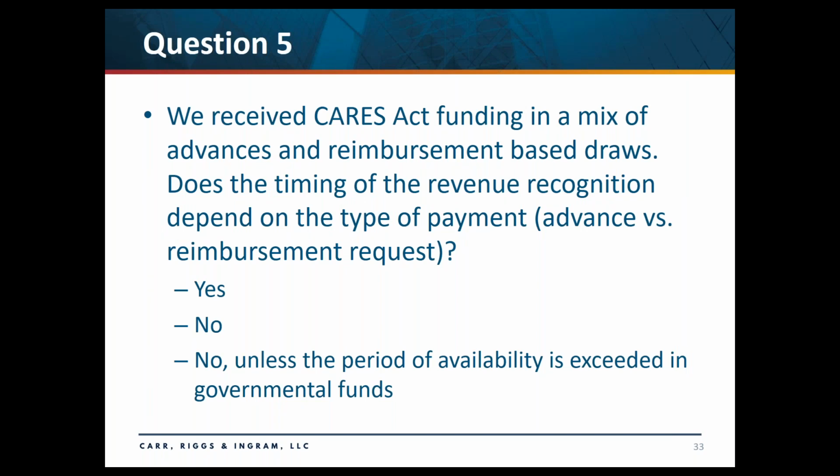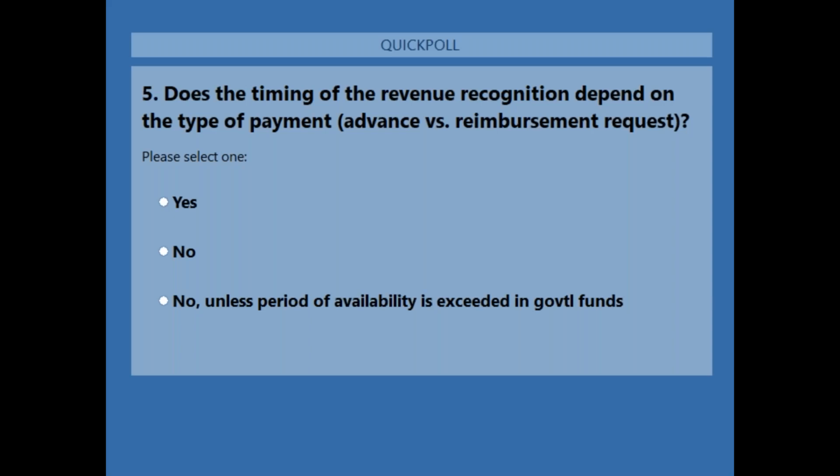So we have another polling question. We received CARES Act funding in a mix of advances and reimbursement-based draws. Does the timing of the revenue recognition depend on the type of payment, advance versus reimbursement request? So yes, no, or no unless the period of availability is exceeded in governmental funds. A little bit trickier question here.